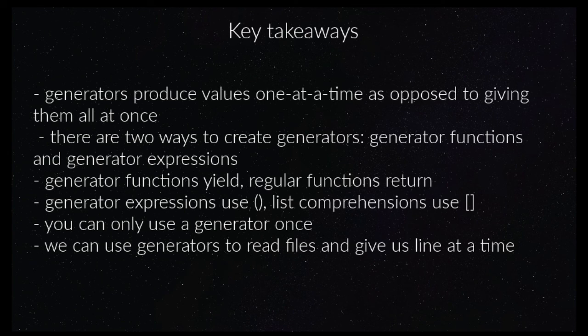So the key takeaways. Generators produce values one at a time as opposed to giving them all at once. There are two ways to create generators: generator functions and generator expressions. Generator functions yield, regular functions return. Generator expressions use parentheses, while list comprehensions use brackets. You can only use a generator once. We can use generators to read files and give us a line at a time.